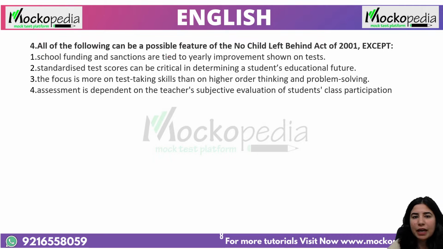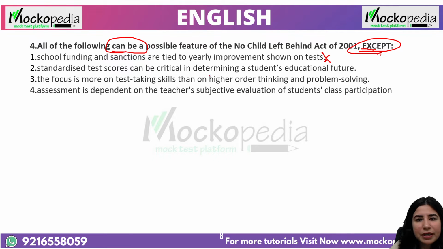All of the following can be a possible feature of the, see, it says can be, so there's a possibility. A lot of details are not provided with the program, so based on the essence of the discussion, you need to see which choice fits in, right? School funding and sanctions are tied to yearly improvement, so this is a metric assessment point, so we have to look for the except. So again please take a clue of these words. These are great trap tricks, but don't get into it.